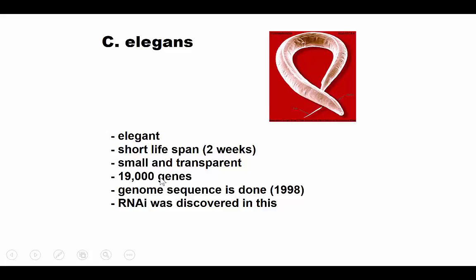Humans have a little more than 20,000, we believe. Now C. elegans has almost 20,000 genes. The genomic sequence has been done, so it's very easy to control. And another important thing is RNAi was discovered in this life form in the beginning. So that means RNAi screening is very easy to apply to this system, C. elegans.